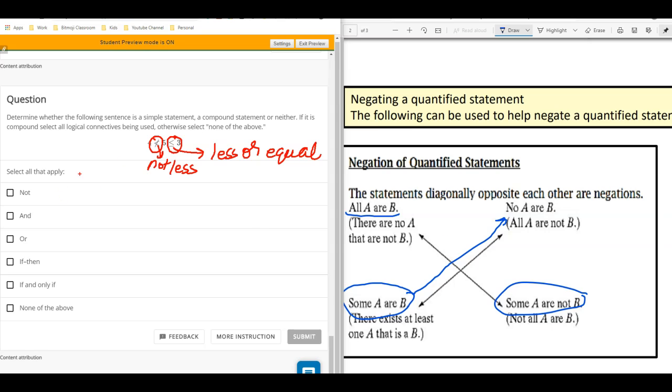So definitely I have a not. Definitely I have an or, right? 4 is not less than 5 and 5 less than or equal to 3. So I have all 3 of these. Let me go ahead and select those: not, and, or.